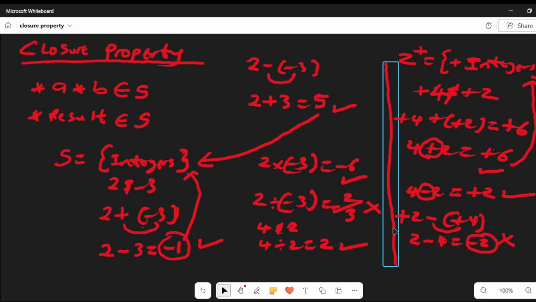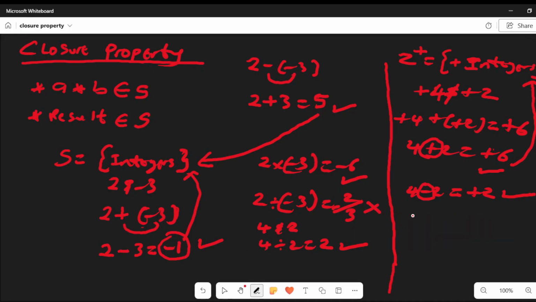Let's test whether Z plus is closed under multiplication. So 4 times 2 is 8, plus 4 times plus 2 is 8. Now this 8 is also a positive integer. That means the result we get from the multiplication is a member of set Z plus. So therefore set Z plus is closed under multiplication in the operation 4 multiplied by 2.